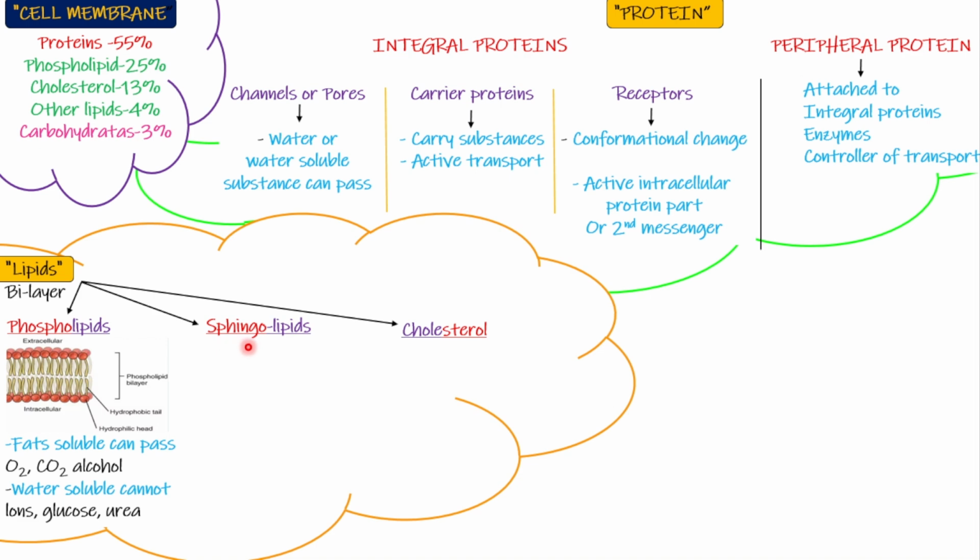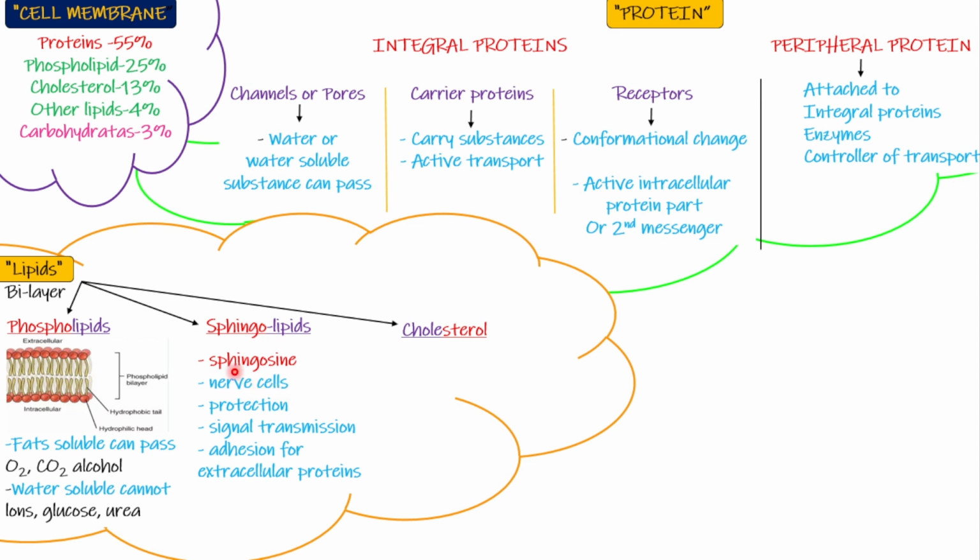Then we have sphingolipids. There are two words in it, sphingo and lipids. Sphingo is from sphingosine. The name signifies the constituents of that specific lipid. So sphingolipids are made from sphingosine. They are present in the nerve cells in relatively greater quantity as compared to the other cells.